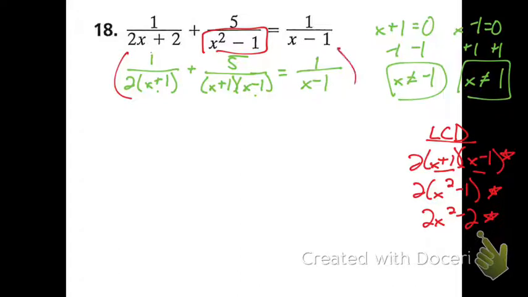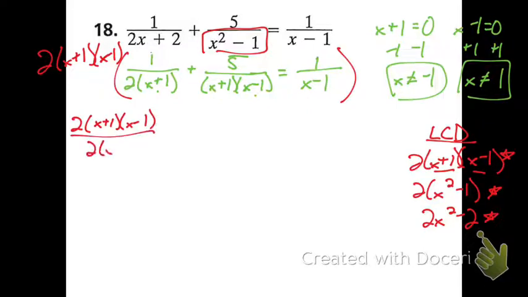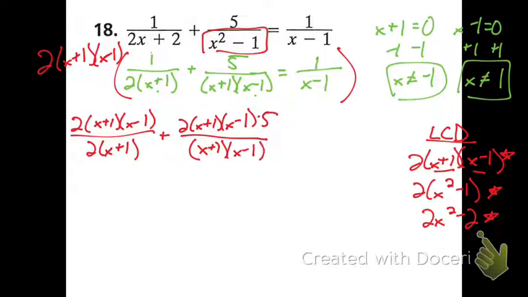So when you multiply through by 2 parentheses, x plus 1, x minus 1, this is what we end up with. 2, x plus 1, x minus 1, over 2, and then x plus 1. Over here, this is 2 times x plus 1, x minus 1, times 5, all over x plus 1, x minus 1, and it's equal to 2 times x plus 1, x minus 1, all over x minus 1.